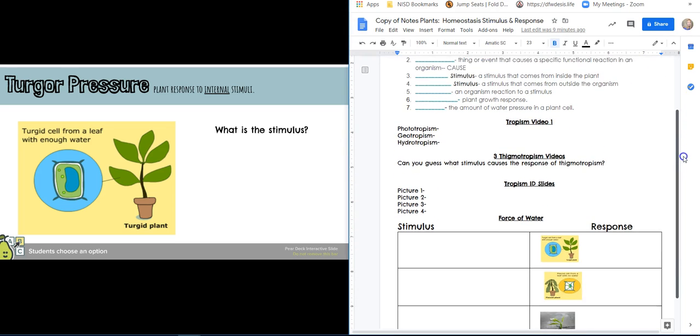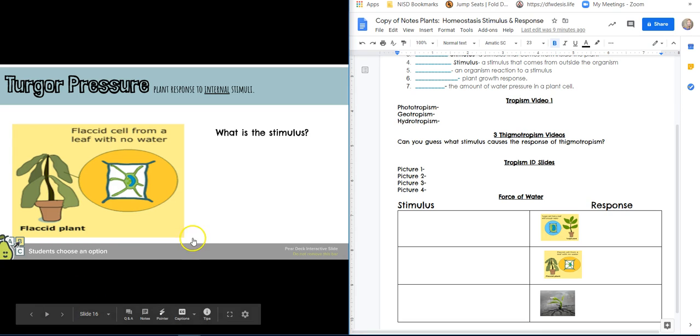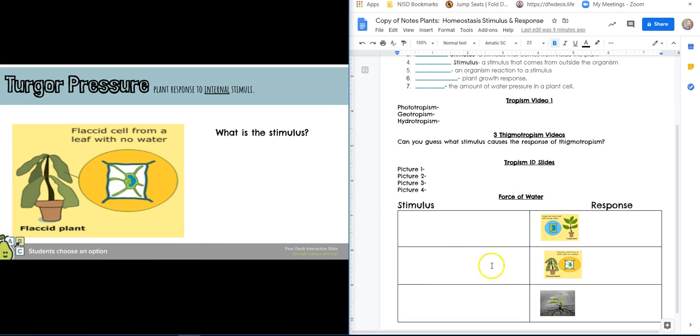This slide is the slide that you're going to answer. You're going to answer right here. Here you'll fill out what the stimulus is, and then you'll give me the name of the response. This is the picture of the response. What is the name of that response? And I'm just looking for what the plant looks like. So you're just describing the plant. Here, you're going to tell me about the water pressure. The stimulus is the water pressure inside the plant cell, and here you're just describing what the plant looks like.